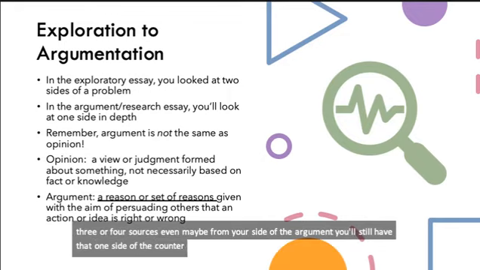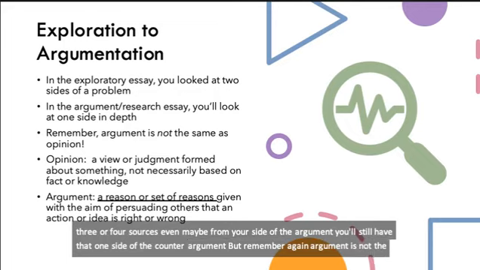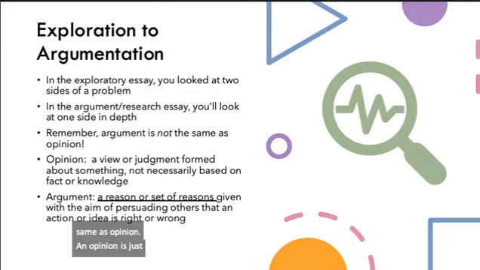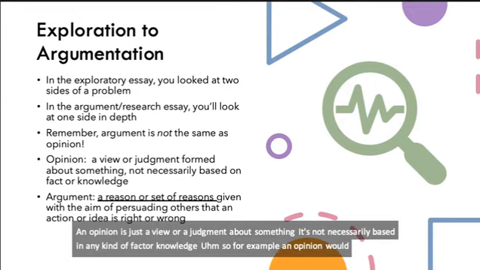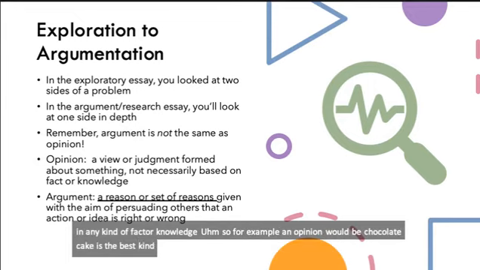But remember, again, argument is not the same as opinion. An opinion is just a view or a judgment about something. It's not necessarily based on any kind of fact or knowledge. So, for example, an opinion would be, chocolate cake is the best kind. And this is a silly example. But that's not based in any kind of fact or knowledge. That's just based on my personal preference.